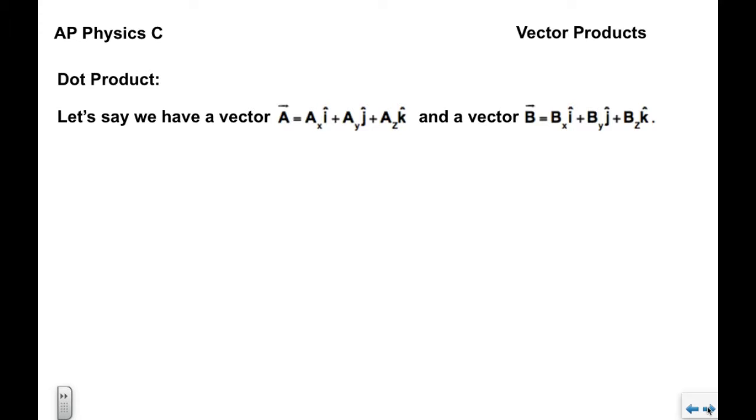So to illustrate the dot product, we'll say that we have a vector A and a vector B. Vector A is axi plus ayj plus azk, and vector B is bxi plus byj plus bzk. Of course, ax, ay, and az are the x, y, and z components of the vector A, and bx, by, bz are the components of vector B.